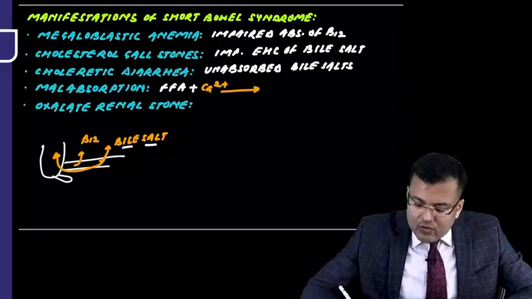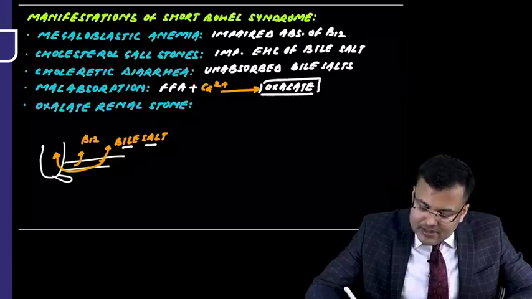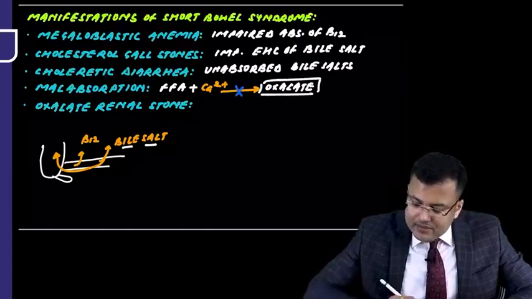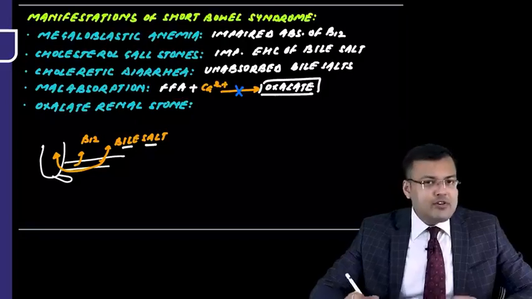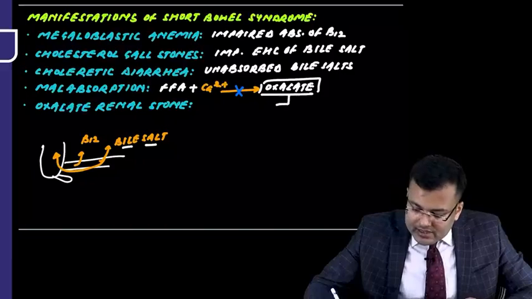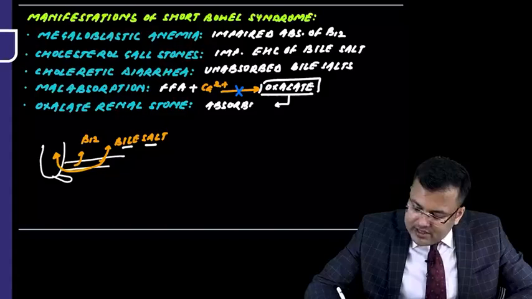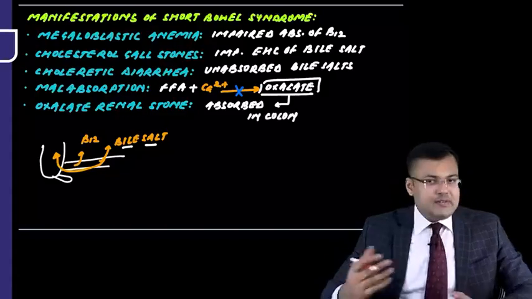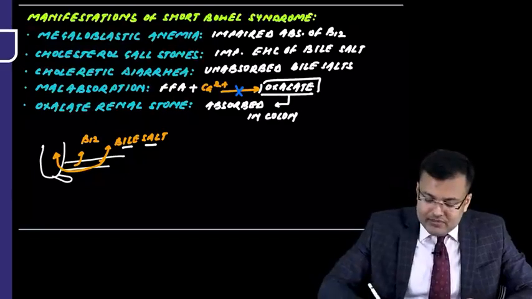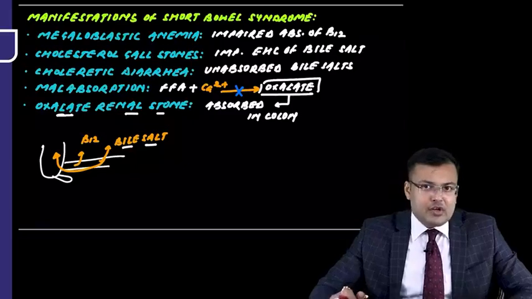This calcium was for oxalate, but now it is binding with free fatty acid. So this calcium is not available for oxalate, and the free oxalates are absorbed in the colon. Because of the increased level of oxalate, what will happen? The patient will have oxalate renal stones. So these are the manifestations of short bowel syndrome.